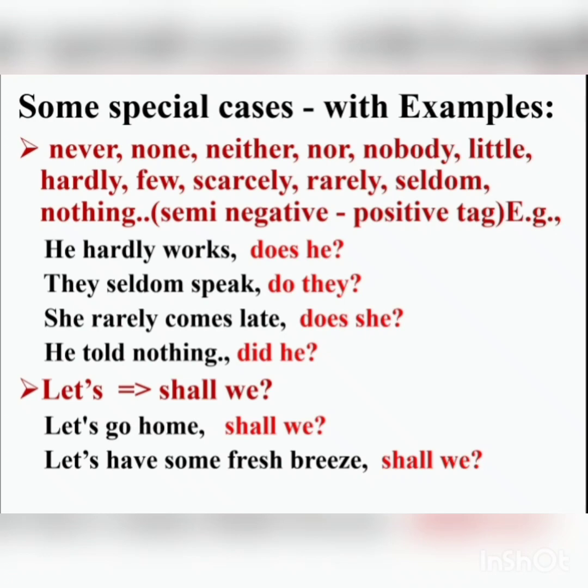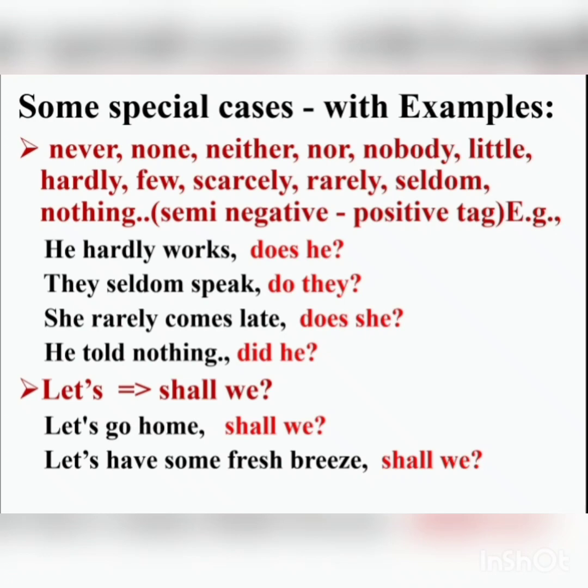There are some words which may be sensed more of negative than positive and are called semi-negative words. Statements with these types of words are to be considered as negative, and we have to add a positive tag. For example, he hardly works. Here, hardly should be taken as negative and we add a positive tag. Works is a verb here, so it will take the auxiliary does, and the subject is he. So the tag is does he.